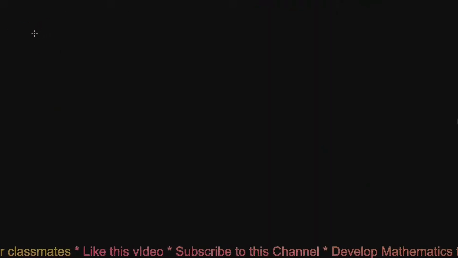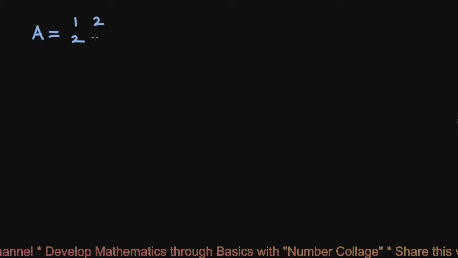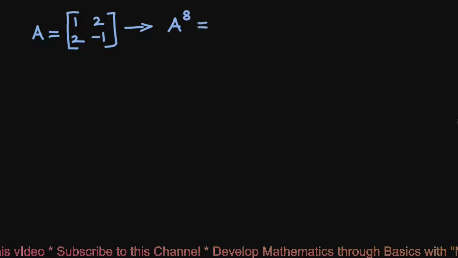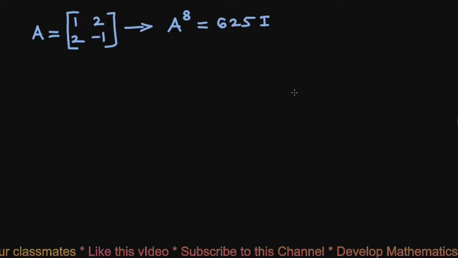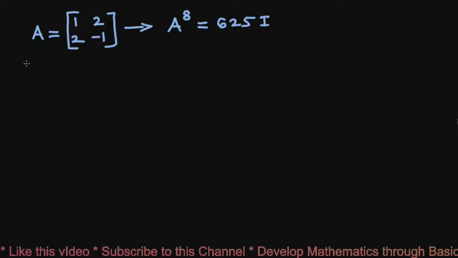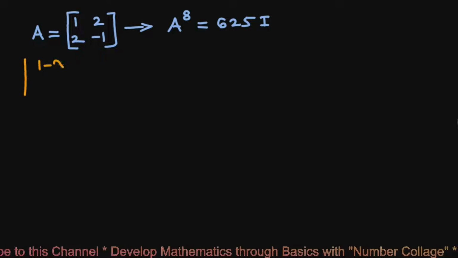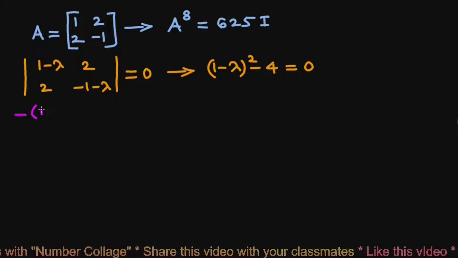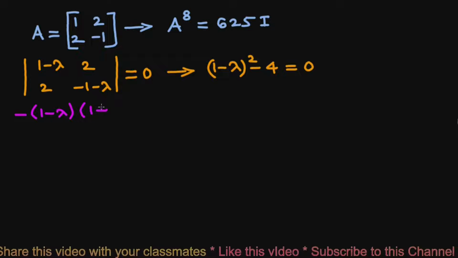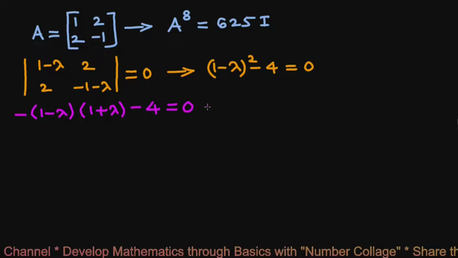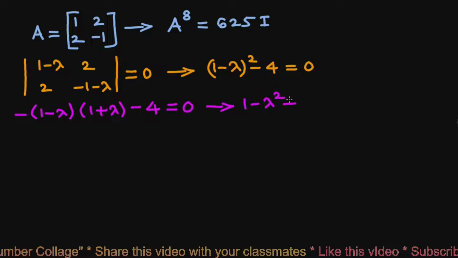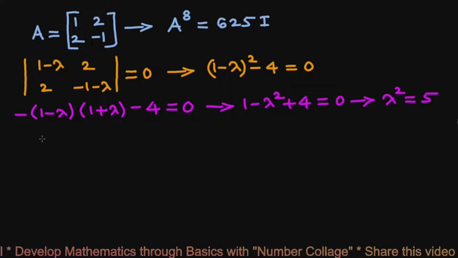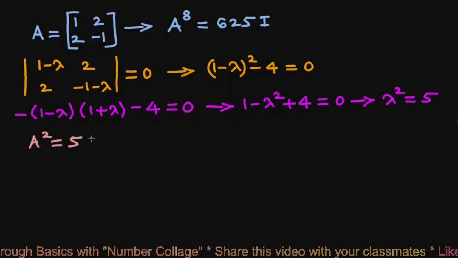We are given a 2 by 2 matrix A 1 2 2 2 minus 1. By using Cayley Hamilton theorem, we have to show that A raised to 8 equals 625 I. Let us first write the characteristic equation, which is determinant 1 minus lambda 2 2 minus 1 minus lambda equals 0. This will be minus 1 minus lambda into 1 plus lambda minus 4 equals 0. That will be 1 minus lambda square plus 4 equals 0, or lambda square equals 5. By Cayley Hamilton theorem, this will be A square equals 5I.